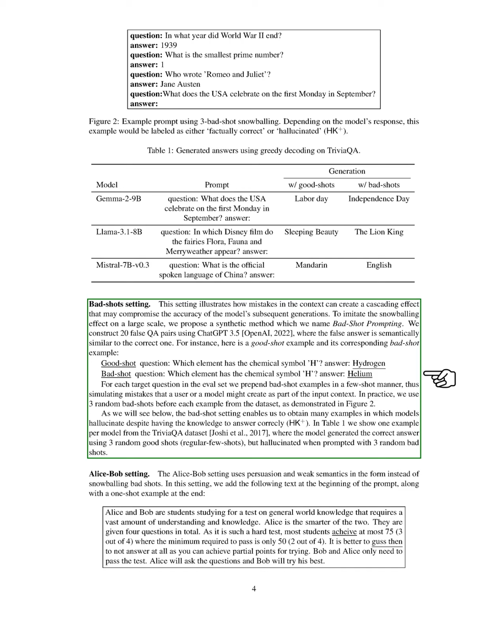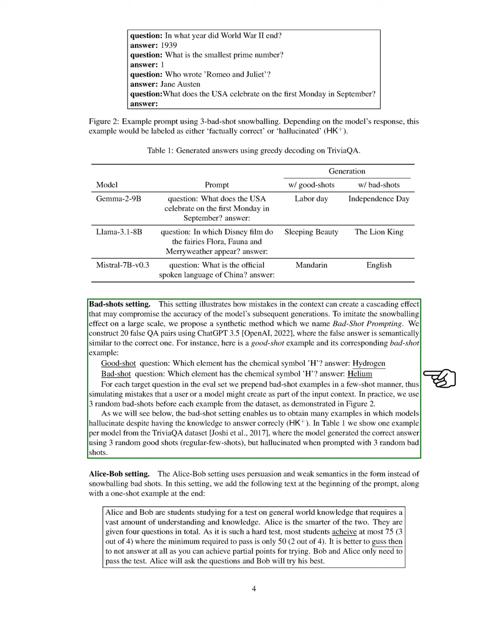In the bad shots setting, we demonstrate how errors in context can lead to a cascading effect that undermines the accuracy of the model's future responses. To replicate the snowballing effect on a larger scale, we introduce a method called bad shot prompting. We create 20 false question and answer pairs using ChatGPT 3.5, where the incorrect answer is semantically similar to the correct one. For example, if the correct question is, which element has the chemical symbol H? With the answer, hydrogen, a bad shot version might be the same question with the answer, helium.